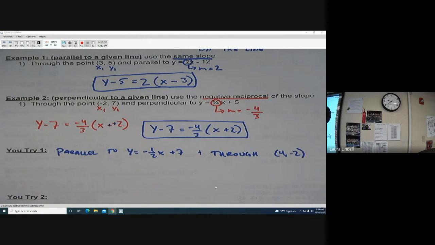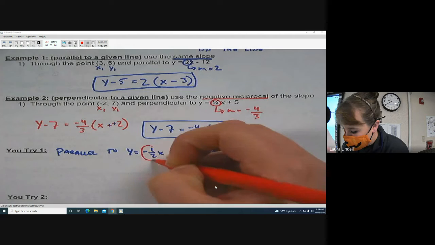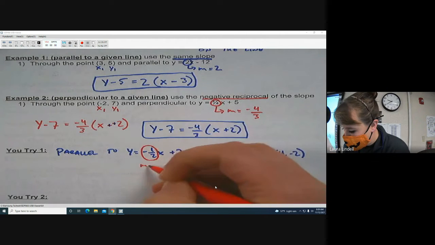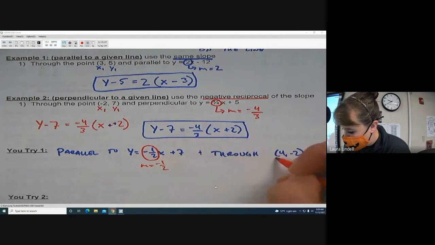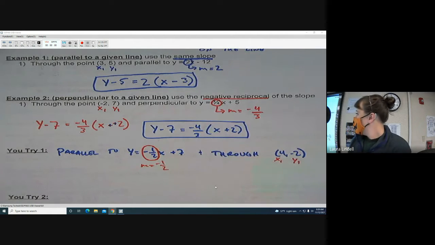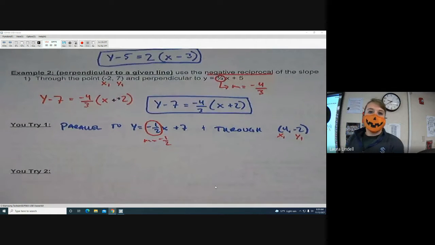All right, talk to people around you about this one. Help each other out. Okay, I got y minus negative 2, we're gonna turn that into plus, equals 4 times negative 1/2 minus 2.